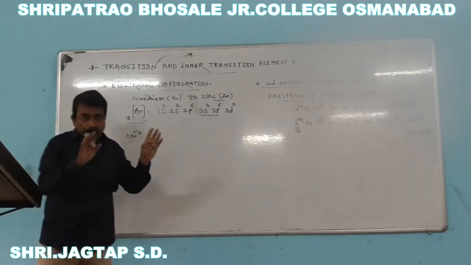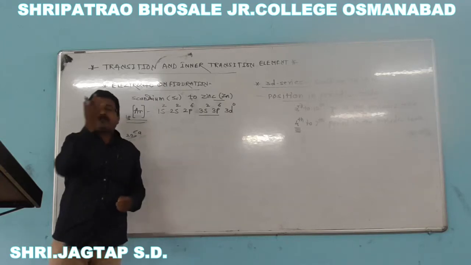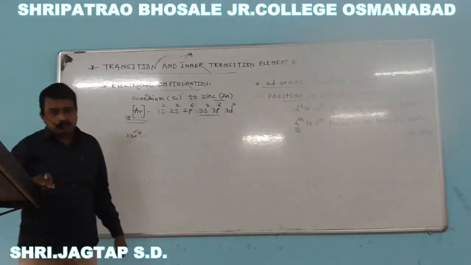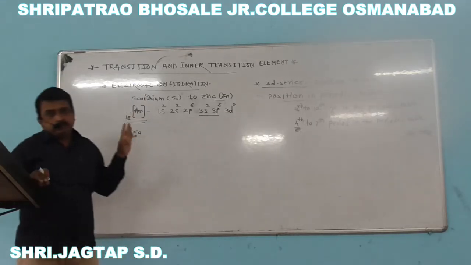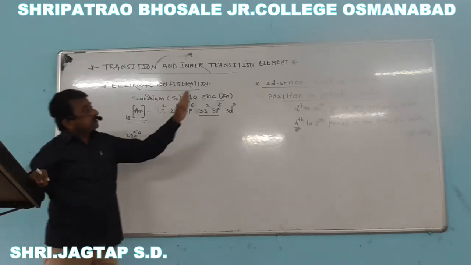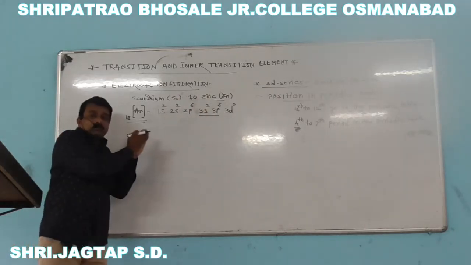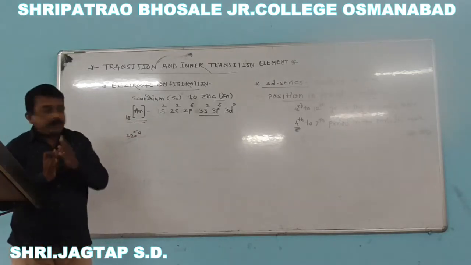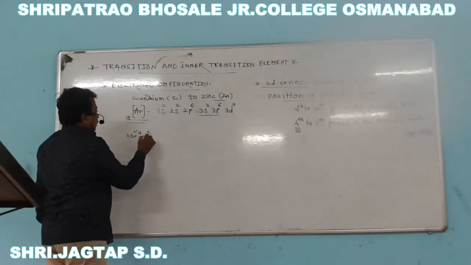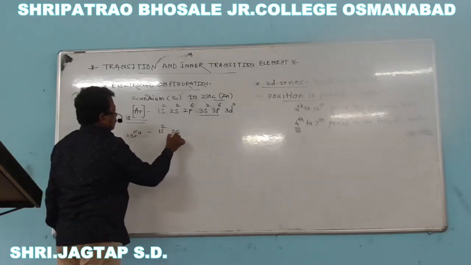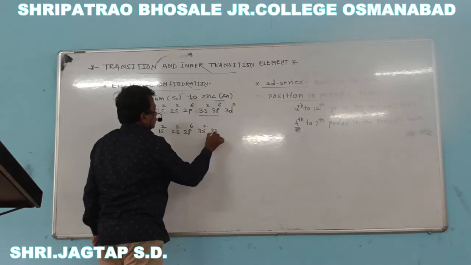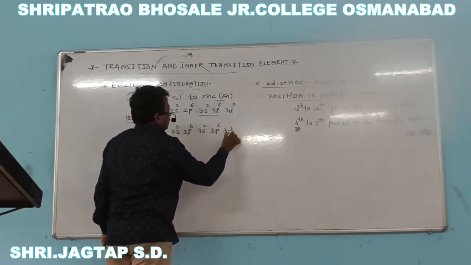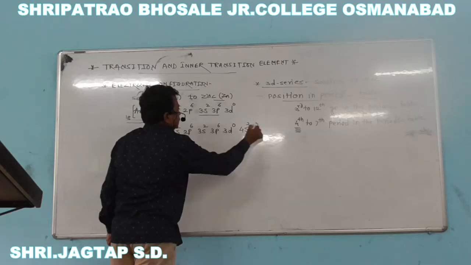So calcium is an s block element, because the last electron enters into the s orbital. It is placed in the fourth period. Like the 3d series, calcium is also placed in the fourth period in the periodic table. Its atomic number is 20. Therefore, the electronic configuration of calcium is 1s2, 2s2, 2p6, 3s2, 3p6, 3d0, 4s2.